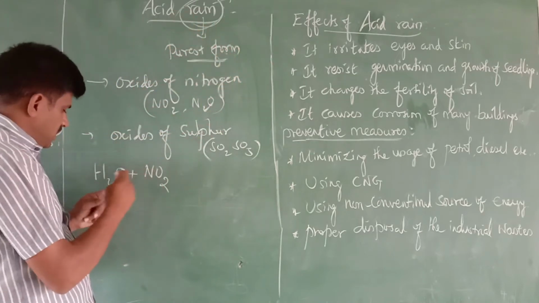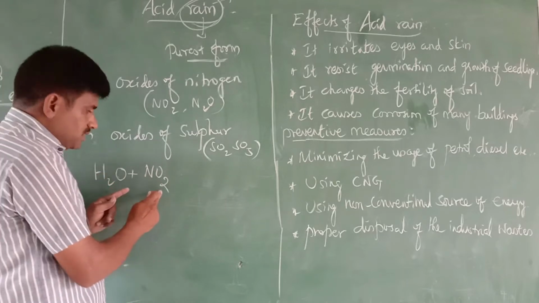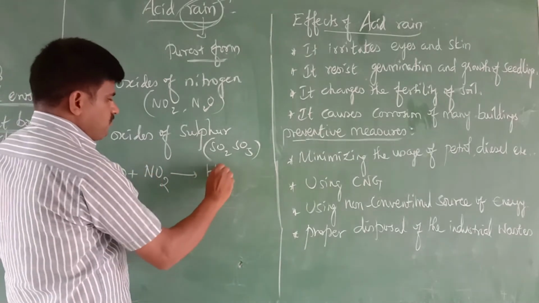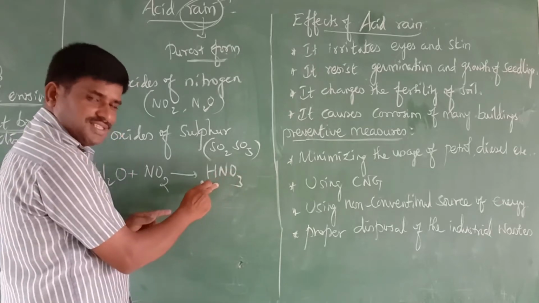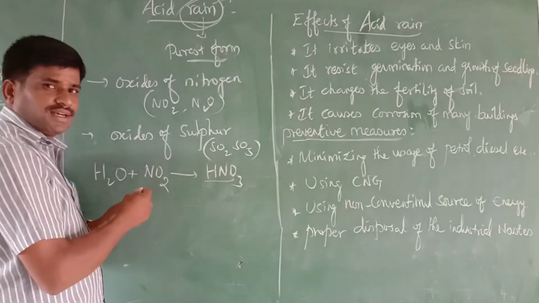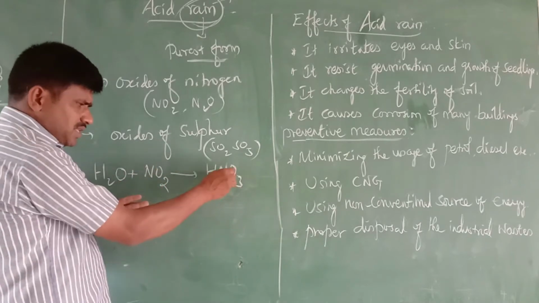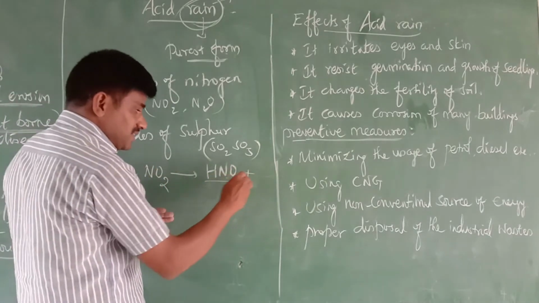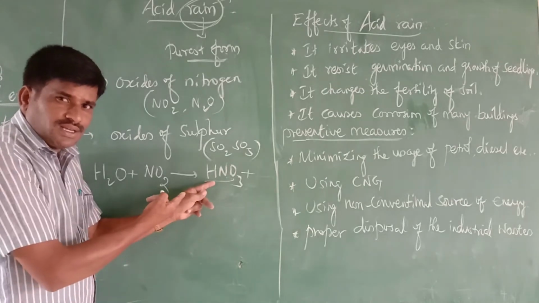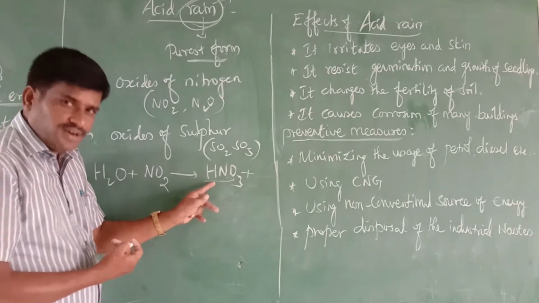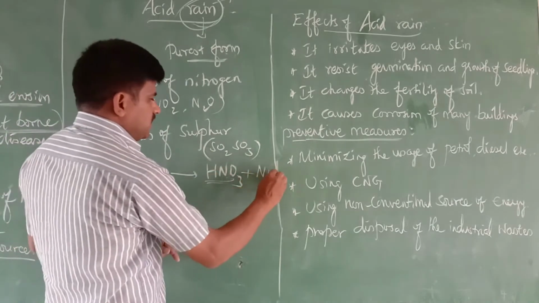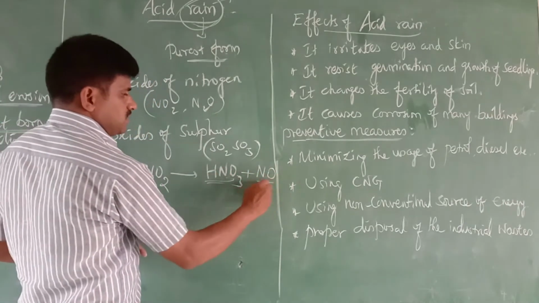By the time of raining, this water is mixed with the nitrogen dioxide. They form a product. This is not a good product, but this is acid. What is the name of this acid? We studied it in the 6th and 7th standard. Good. Nitric acid. The formula of nitric acid is HNO3. Additionally, nitric oxide, NO, is formed.